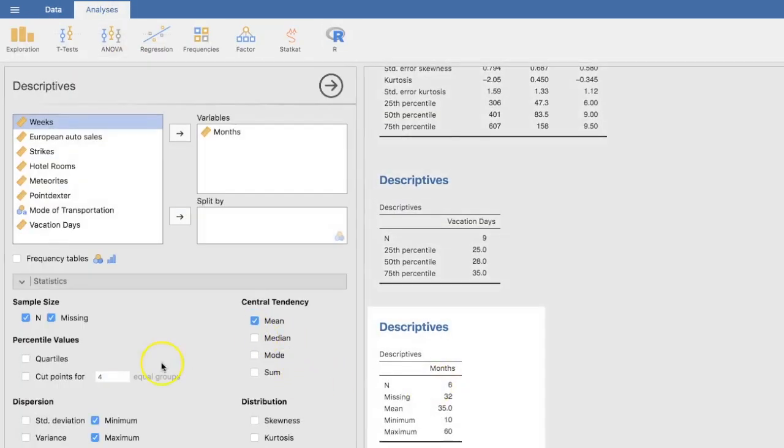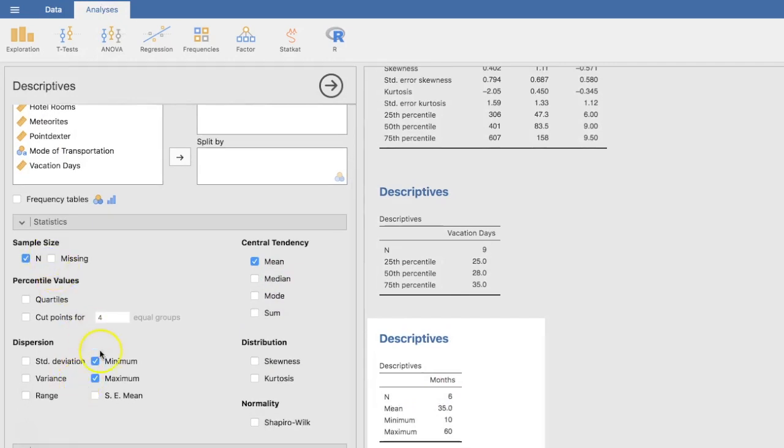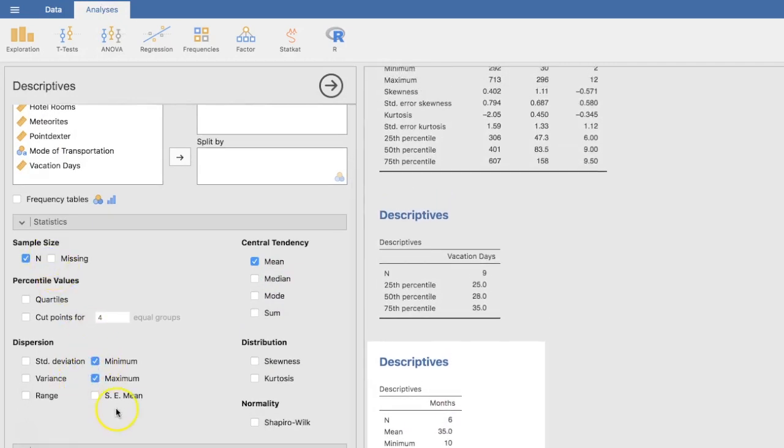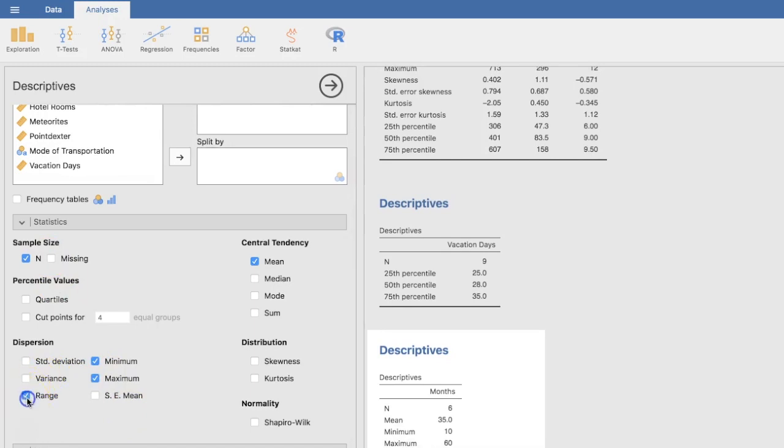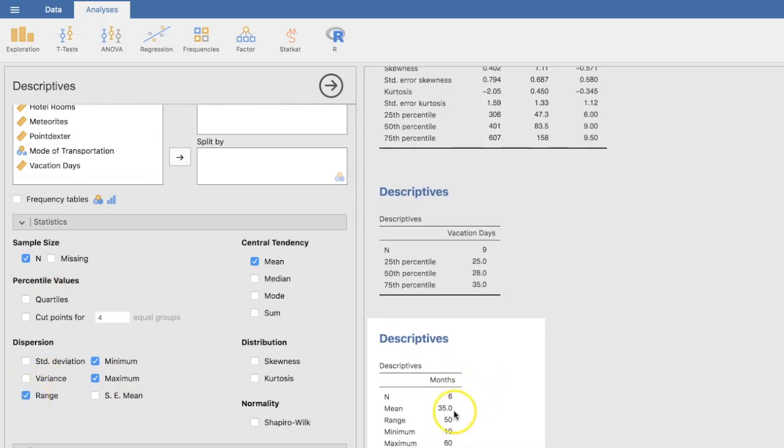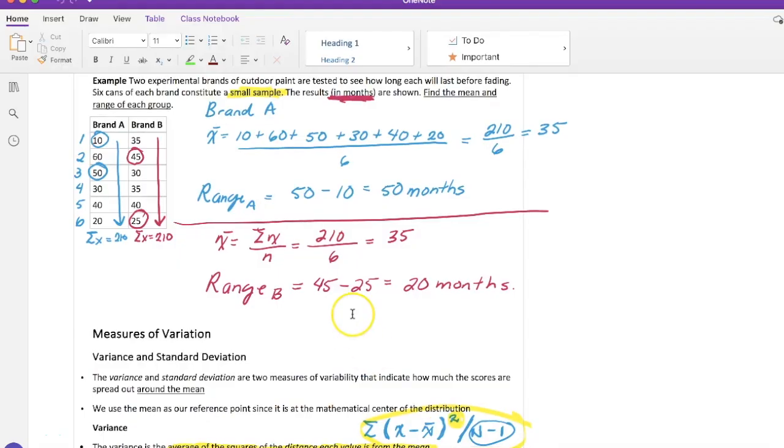I only want the mean. I don't care about missing. I'm going to keep the minimum and maximum just to see that we had it correctly. That's my range. That's what I got. That's my mean. That's how many observations I had. Let me go back to our notes.